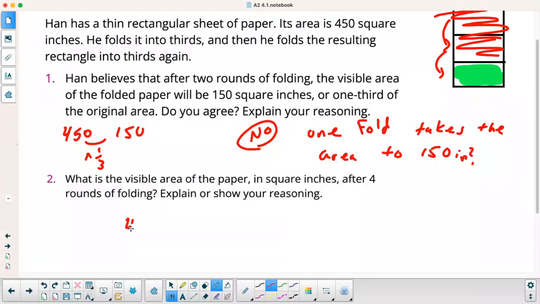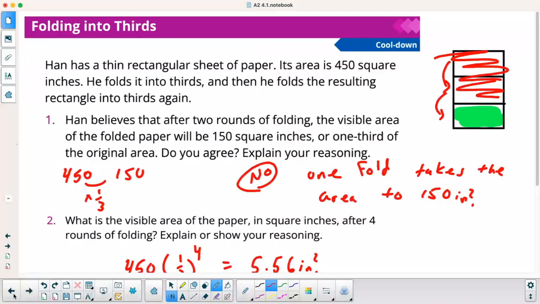All right, what's the visible area of the paper in square inches after 4 rounds of folding? So I'm going to, instead of times it by 1/3 4 times, I'm just going to times it by 1/3 to the fourth. Little shortcut there. 450 times 1/3 to the fourth, and I get 5.56 square inches. So not much left. All right, so that's it for this lesson. Hopefully you enjoyed it, and thank you for watching.